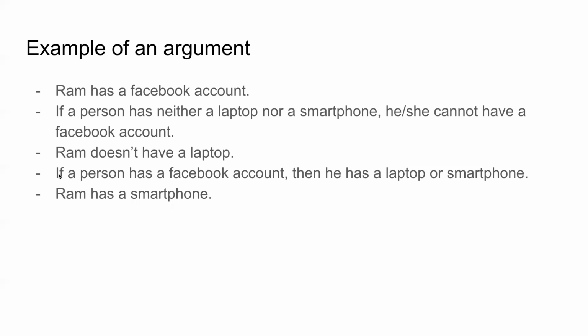Then this statement is an argument because it follows the previous statements. And then we have the last statement. Ram has a smartphone. This statement follows from the previous premises, and this last statement is our conclusion. So this is an example of an argument. First three statements are premises. The last one is the conclusion, and this fourth one is just equivalent of the second statement.